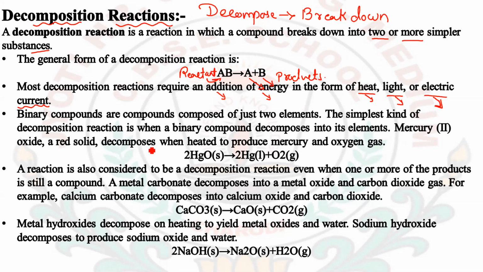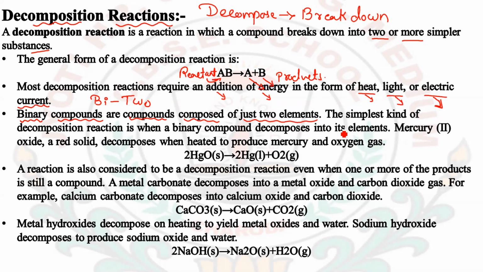Now let's take some examples of decomposition reactions to make it clearer. Let's take an example of a binary compound. First, understand what a binary compound is. Binary compounds are compounds composed of only two elements, no more than two. The word bi represents the number 2. So a binary compound means a compound containing only 2 elements.